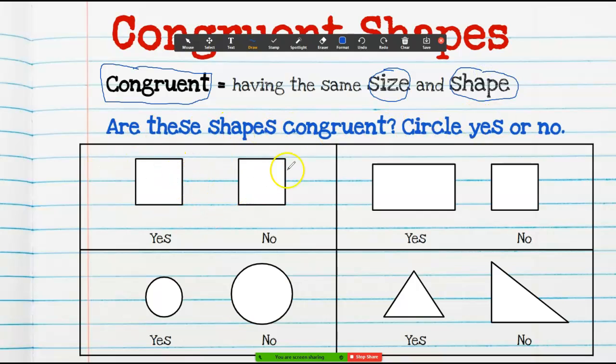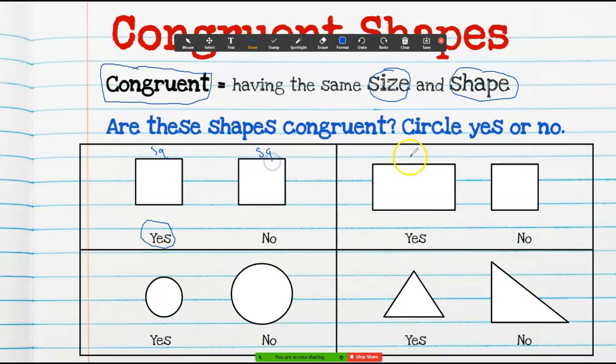Okay, so are these the same shape? Yes, they're both squares. And are they the same size? Yep, they look like they're the same size. So we're going to give that a yes. Those are congruent. Okay, here we had a square and a square.